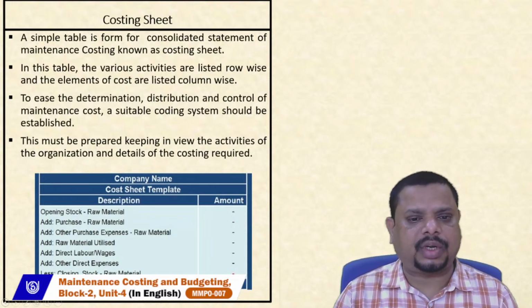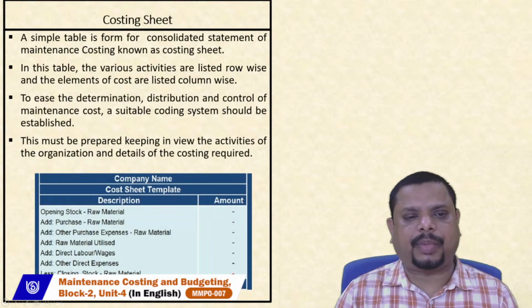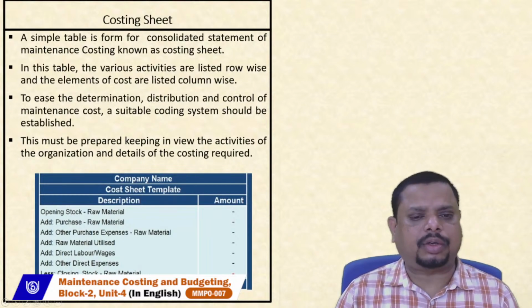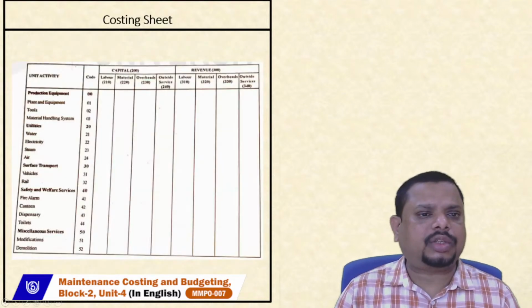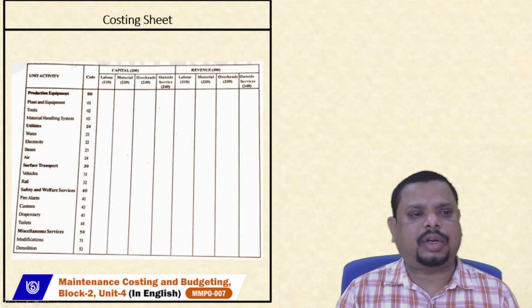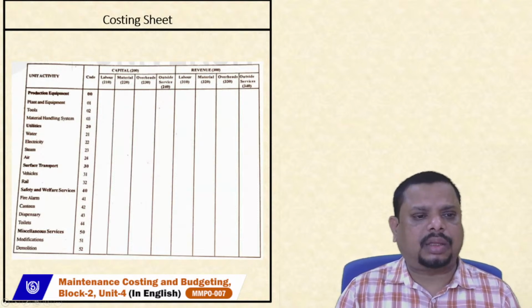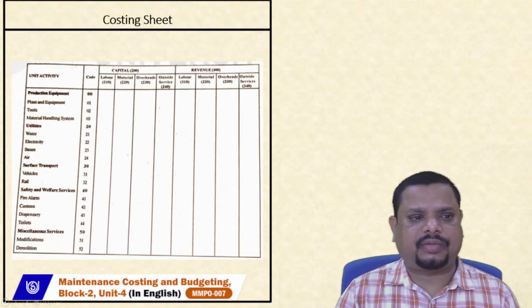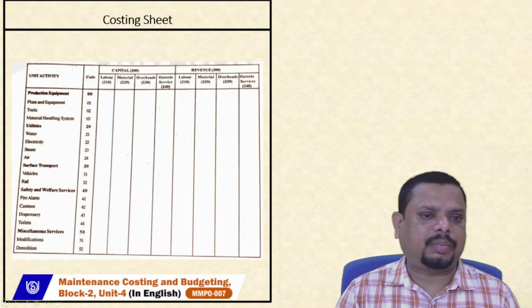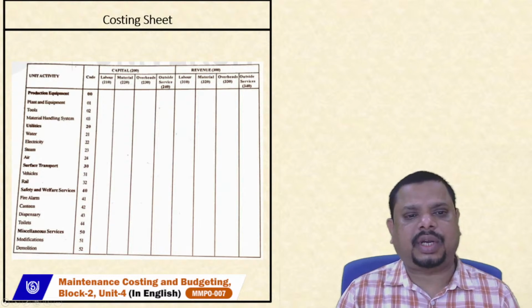So the clear visibility of the entire maintenance cost is communicated from the top to bottom levels. Moving to the next one. If you observe this other costing sheet, that means a unit of activities is there, and a specific code is given as per that unit. Then capital is given, especially with reference to labor, material, overhead, outside service, and revenue also segregated in the form of labor, material, overhead, and outsiders.